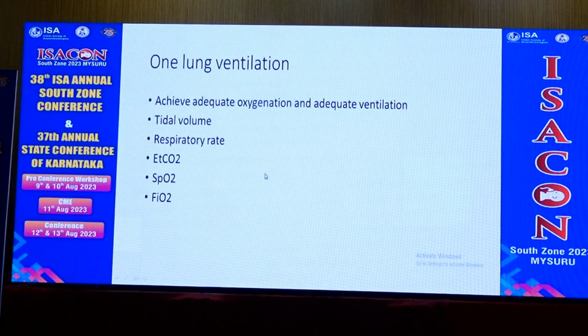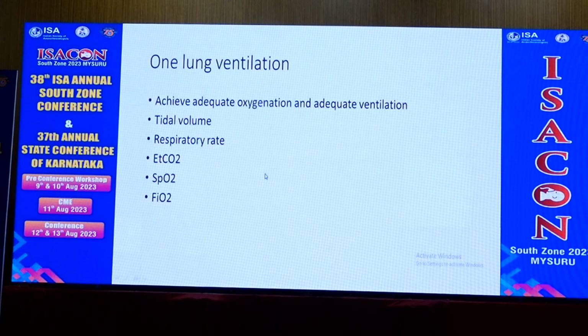Now, one lung ventilation. The main goal in one lung ventilation is to achieve adequate oxygenation and adequate ventilation. How should we achieve this? Before one lung ventilation, we first increase FiO2 to 1. Once we increase FiO2 to 1 for at least 3 to 5 minutes, all the nitrogen present in the lung will be expelled out. Once it is fully expelled, as seen by gas monitoring, we can block the lung which needs to be collapsed. Then the tidal volume should be optimized to 6 ml per kg.